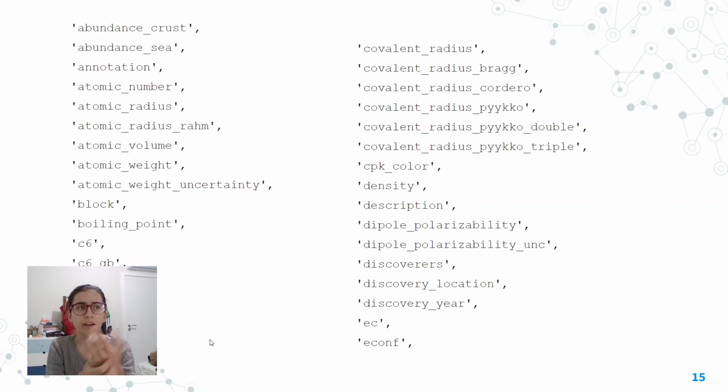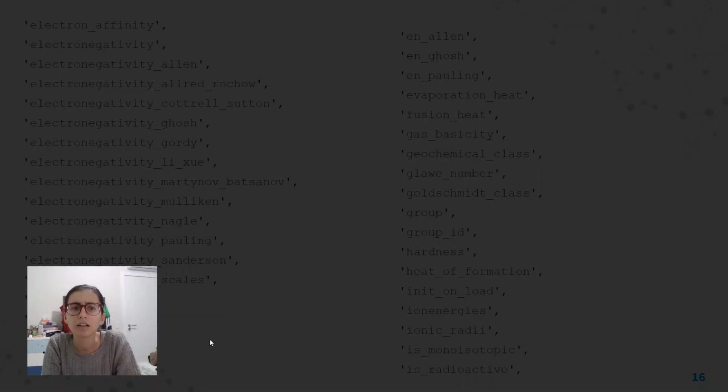The CPK coloring is for those molecular models that we made in school, where some elements have specific colors, like hydrogens are white and carbons are black, and nitrogens and oxygens have their own colors too. So it will show you which color it is in that convention. The discovery location and discovery year, I think they are very nice. The EC and conf are the electronic configuration.